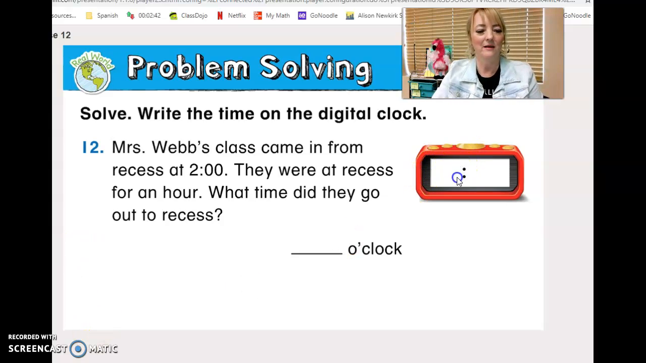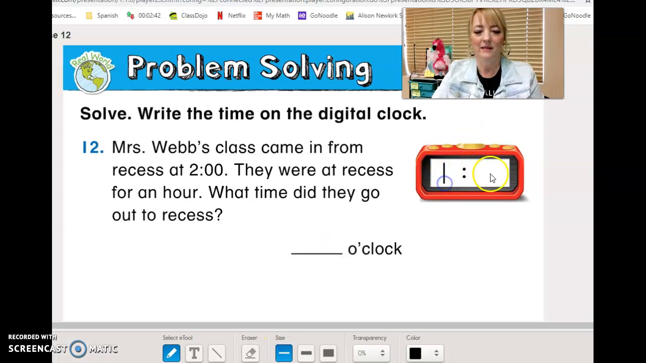To write 1 o'clock on the digital clock? Oh gosh, let's see. Okay. 1 colon o'clock. And then we have 1 o'clock written in words.